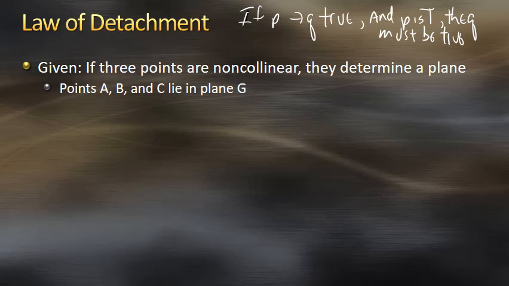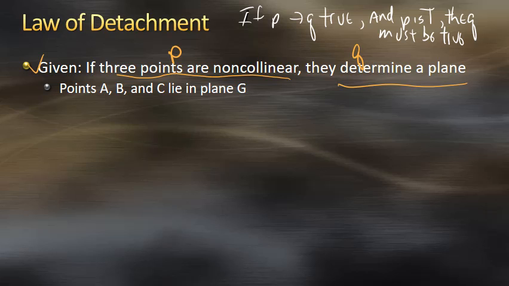So we have a given statement here, and it says that if 3 points are non-collinear, they determine a plane. Now that actually is a true statement. But let's evaluate this statement here. What is our hypothesis in this first statement? Well, 3 points are non-collinear. That would be our P. And that they determine a plane would be Q.